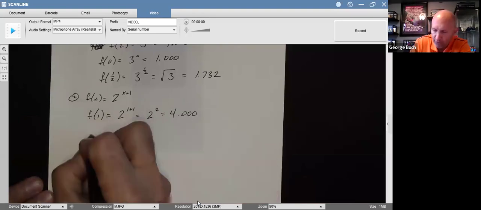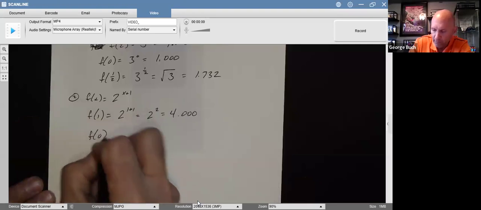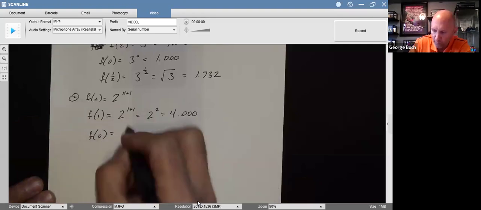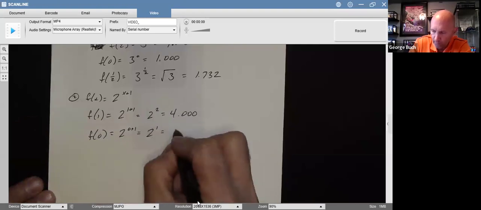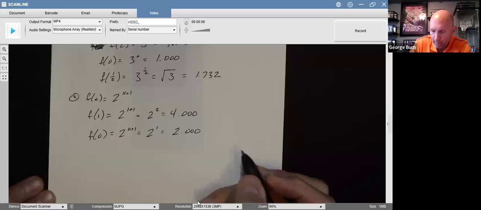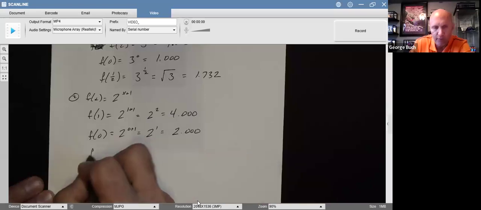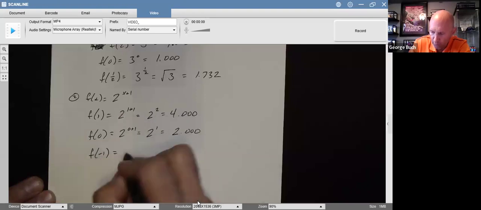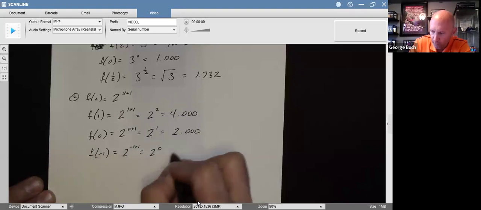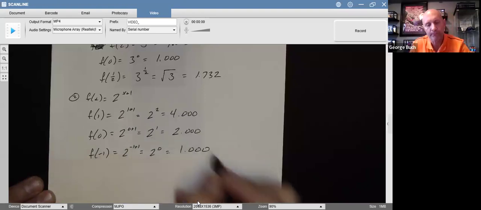What if I have f of 0? Well, that's 2 to the 0 plus 1 power. So 2 to the first power, which is just 2. And how about f of minus 1? So I plug that in, I get 2 to the negative 1 plus 1, which is 0. Anything again to the 0 power is just 1.